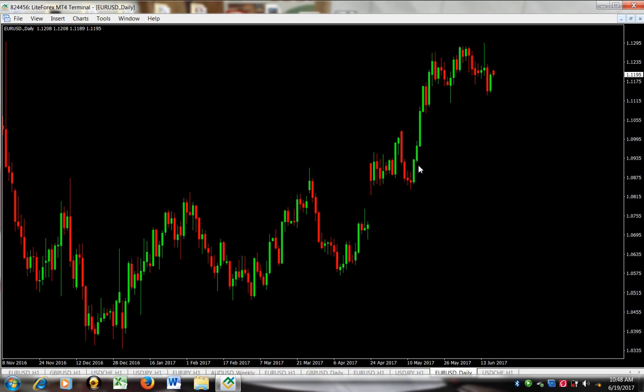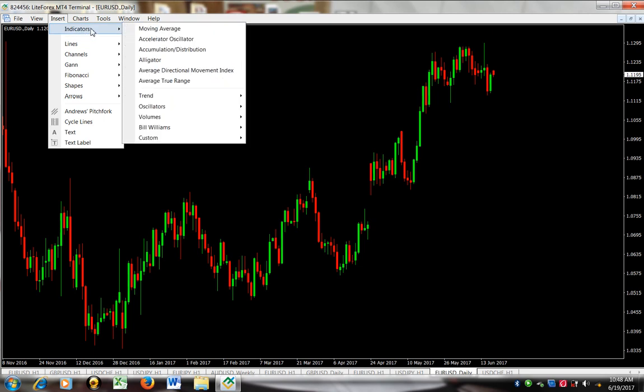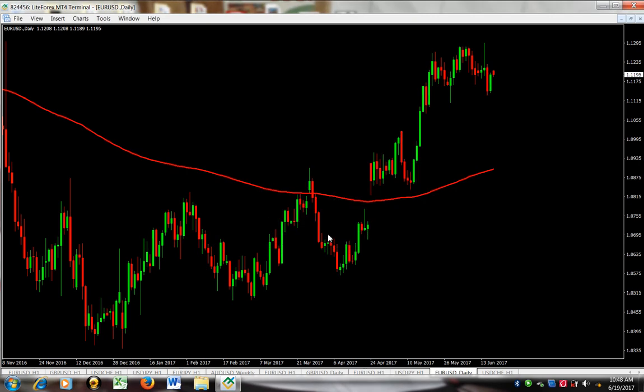Now, before anything, we have to determine the trend on this chart. We can use several methods to determine the prevailing trend. We can fix a moving average. Moving average 200. Set the period parameter to 200. That is a very powerful setting for determination of a long-term trend.